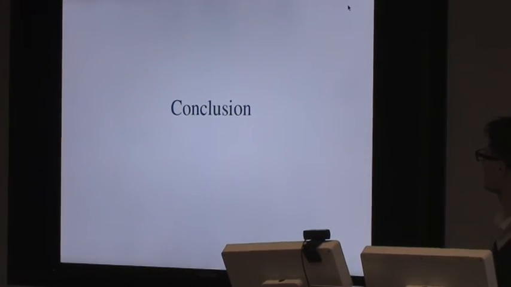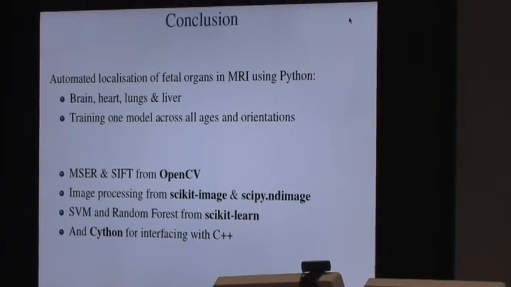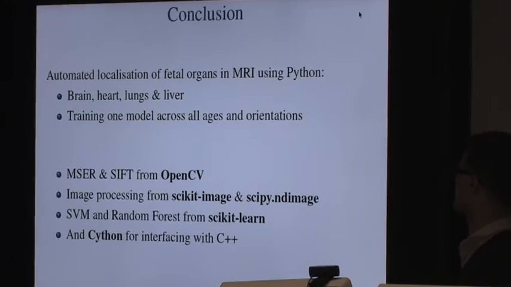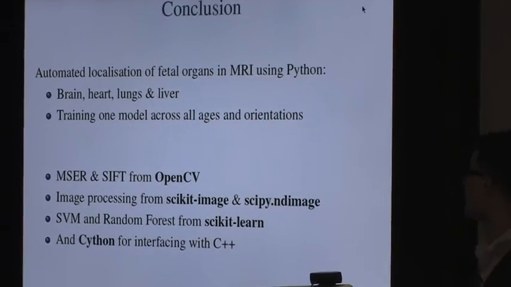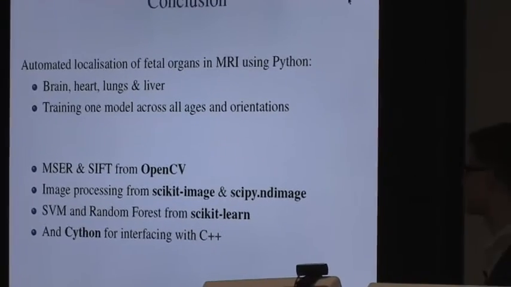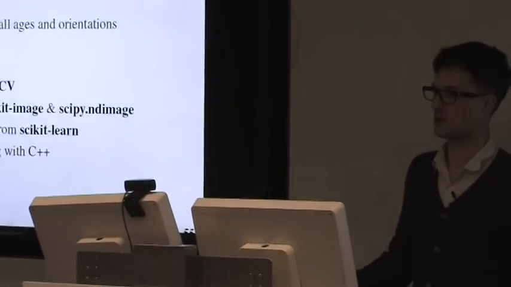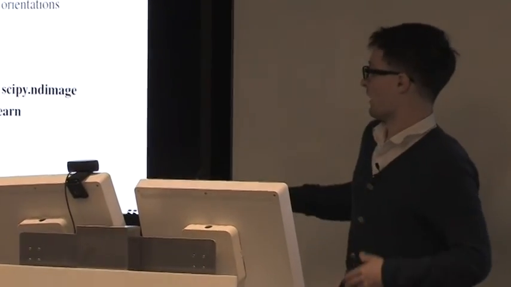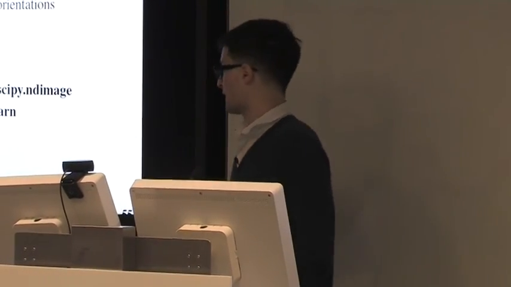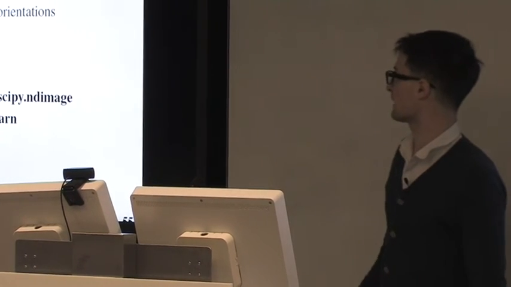So to conclude, I presented some methods to automatically find the organs of the fetus in MRI. I've done most of it using Python, finding the brain, the heart, the lungs, and the liver of the fetus. And I've trained only one single model across all ages and orientations of the fetus. All of this, I did thanks to the ecosystem, the Python scientific stack.